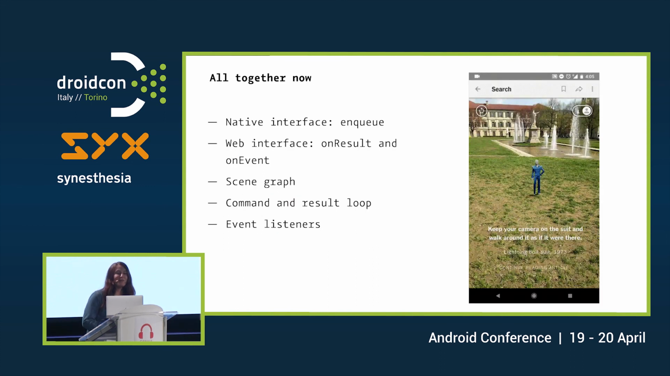So all together now, we have our native interface with the OnCue function. We have our web interface with the onResult and onEvent functions. We have our scene graph. We have our command and result loop. And we have our event listeners. And by putting these components together, we've been able to deliver awesome, unique stories with AR content outside of our app release cycle. And that allows our users to interact with our app in new ways, like bringing David Bowie's lightning bolt suit from where it's being displayed in the Brooklyn Museum in New York here to a park in Turin so that our readers can explore. And I think that's pretty cool.